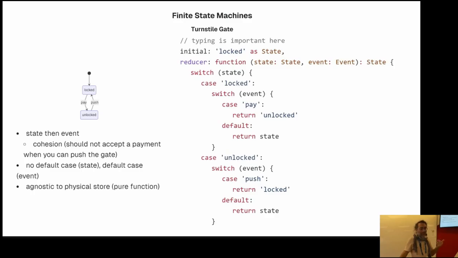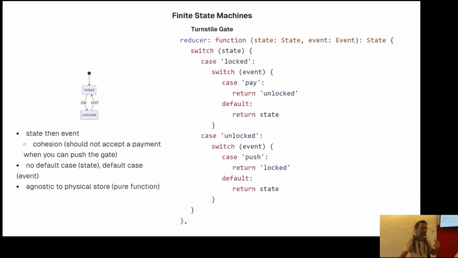Notice that there's a default case on the events. The reason is extensibility. We want to be able to add new kinds of events without having to refactor. But there's no default case on the state switch statement because we want exhaustivity. We don't want to forget to handle one state. Because we typed it in this way, the function must return a state. If I forget to handle a state, TypeScript will tell me, which is really nice.